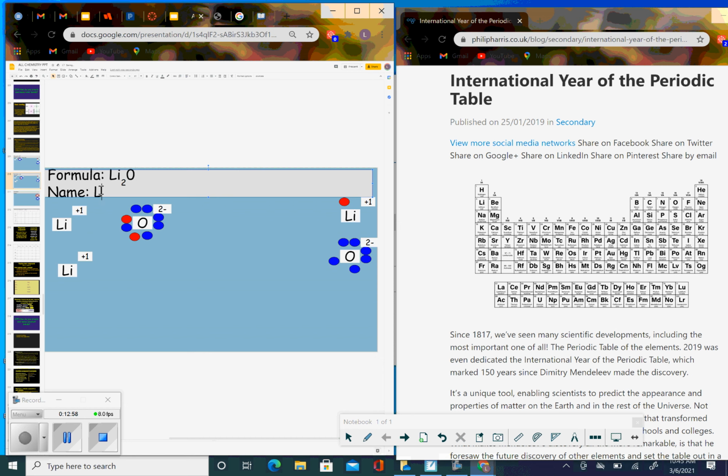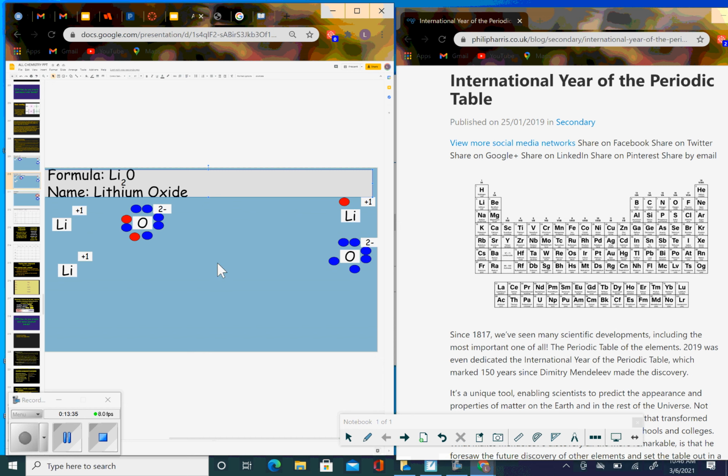We're going to write lithium, oxygen. We're going to change the "gen" to "ide." So it's oxide. And I'm going to delete that Y because that's not how you spell oxide. Okay? Now, guys, you cannot do anything but add more lithiums or add more oxygens. You have unlimited amounts of lithiums and oxygens to add.